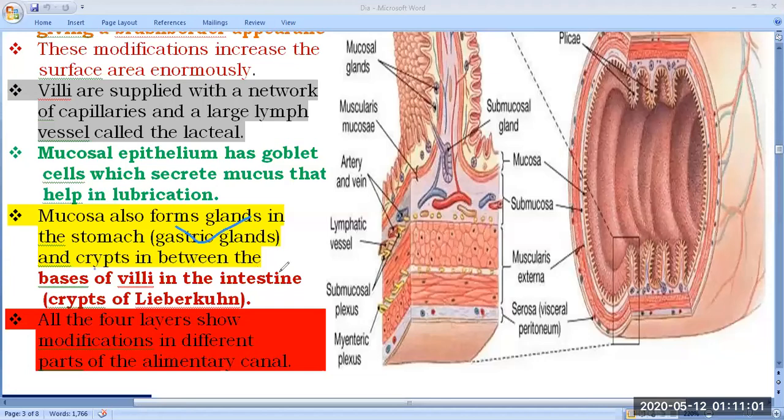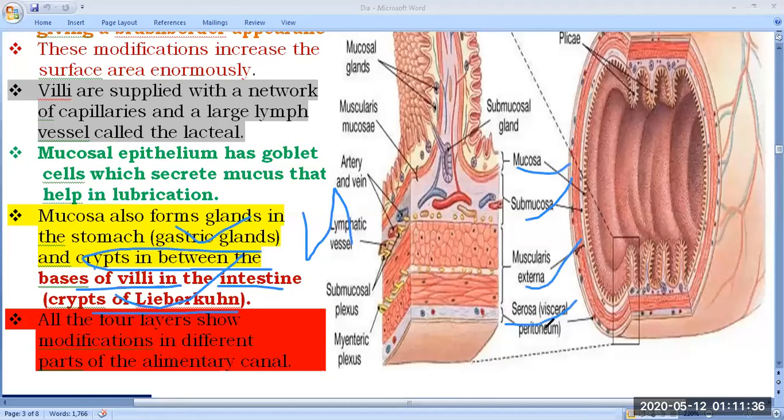And crypts: they have the crypts between the bases of villi in the intestine, which are known as the crypts of Lieberkuhn. Crypts means cavity-like structures. And where are they found? At the bases of villi in the small intestine. Now here you can see in this figure serosa, then muscularis, then submucosa and mucosa. So these four different layers are represented by this figure.